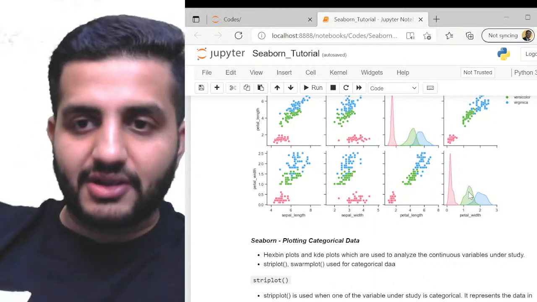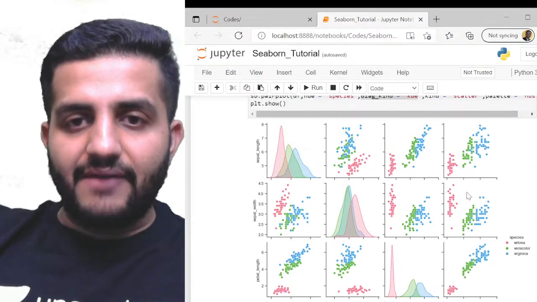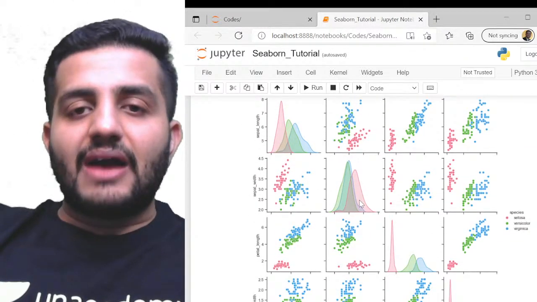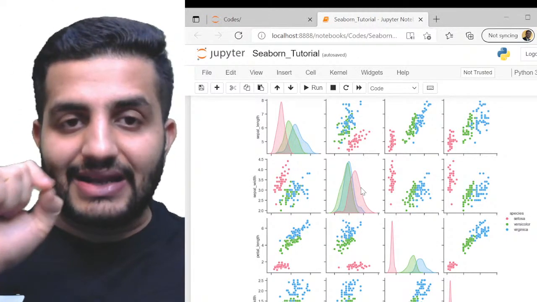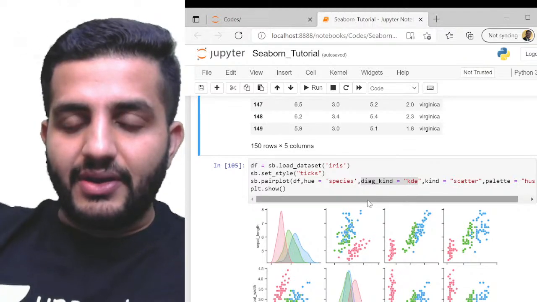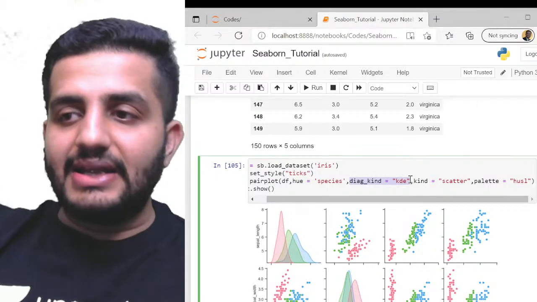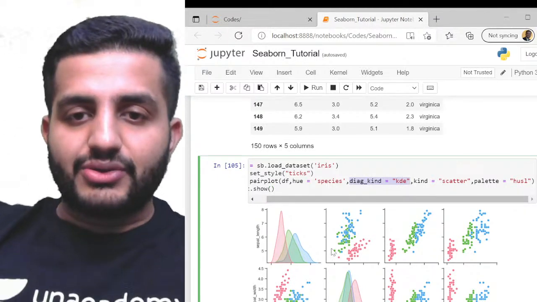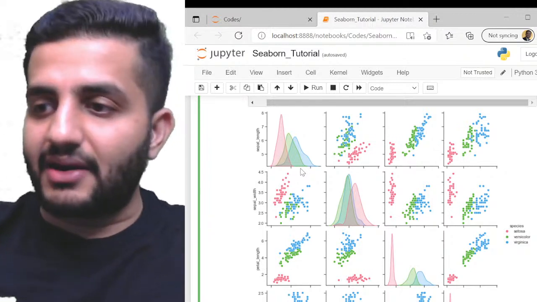For the univariate analysis, I have these diagonal graphs. The diagonal graphs are from the univariate analysis, and for that I have given the diagonal kind. This diagonal kind I have given as KDE. This is what I want. So the diagonal graphs are coming in the form of my line charts, my lines.